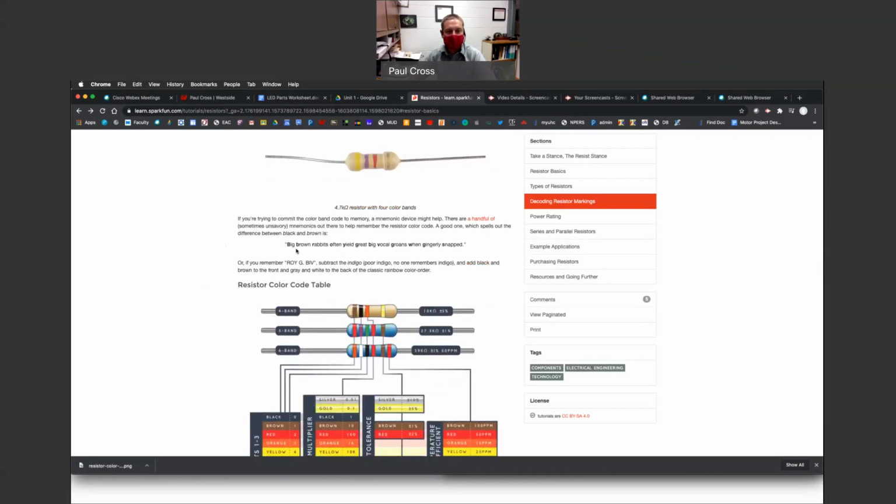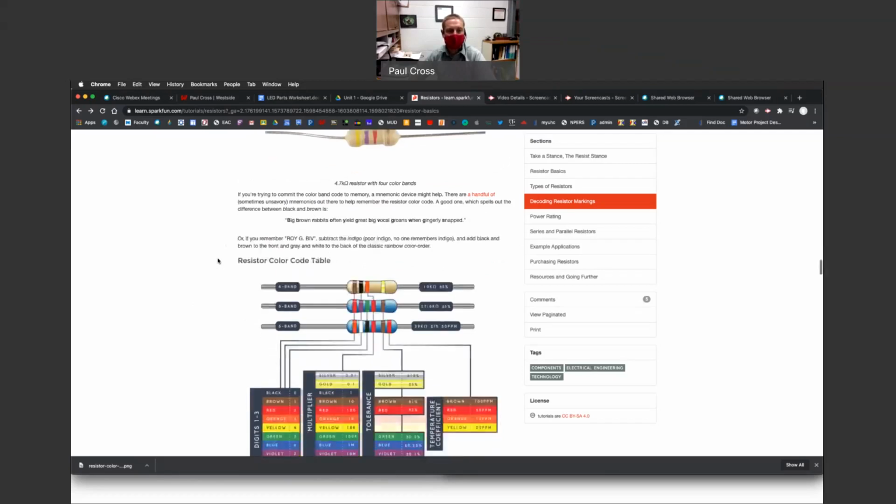There's a mnemonic to help us memorize this. They have one here: Big brown rabbits often yielded great big vocal groans when gingerly snapped. So black, brown, red, orange, yellow, green, blue, violet, gray, white, gold, silver. So that's what that means. You can come up with a different one too if you want to.